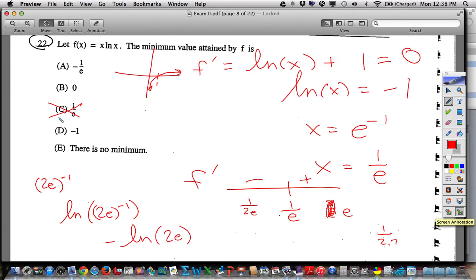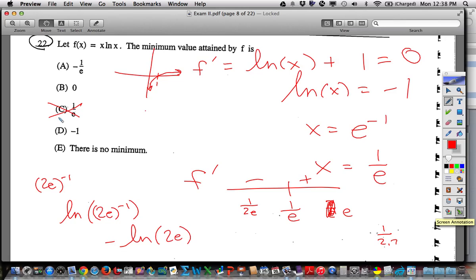No, it's not that. No, what? Read the question again. Minimum value attained by f. So what's that mean? You have to plug that back into the original. They want the y value of the minimum.